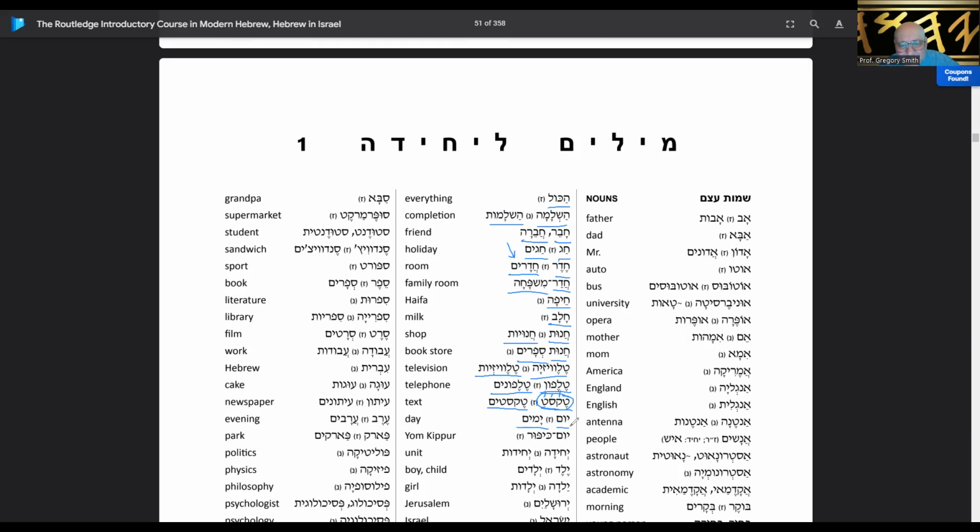Yom and Yamim, day or days. Yom Kippur is like a biblical holiday, the Day of Atonement. Yahida or Yahidot, unit or units. Look at this. Yeled for boy, Yeledim for boys or multiple boys. Yalda would be girl, or Yeladot for girls. Yerushalayim, there's the capital of Israel.